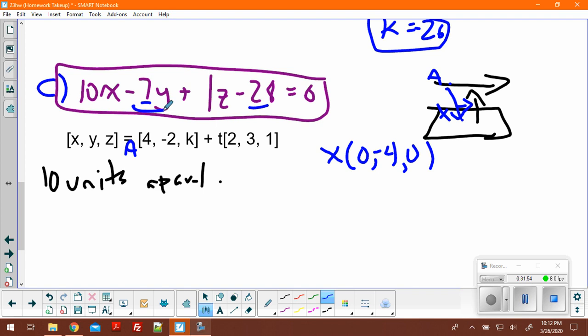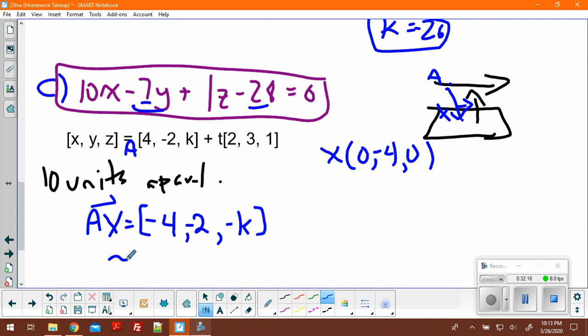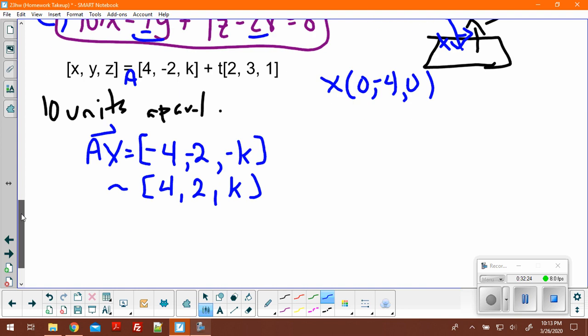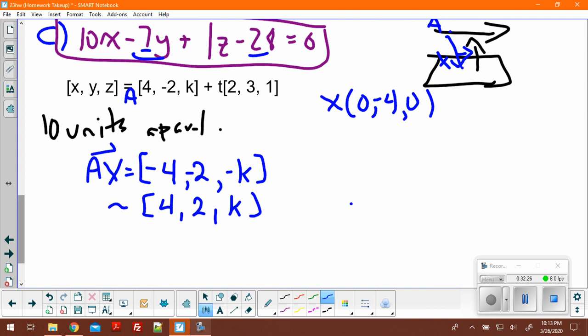So my vector running from A to X is going to be negative 4 take away negative 2 is 2, negative 2, and 0 take away k is negative k. To make that a little nicer, let's get rid of those negatives. That would be similar to doing 4, 2, and k. And I know what my normal vector is. My normal was 10, negative 7, and 1.